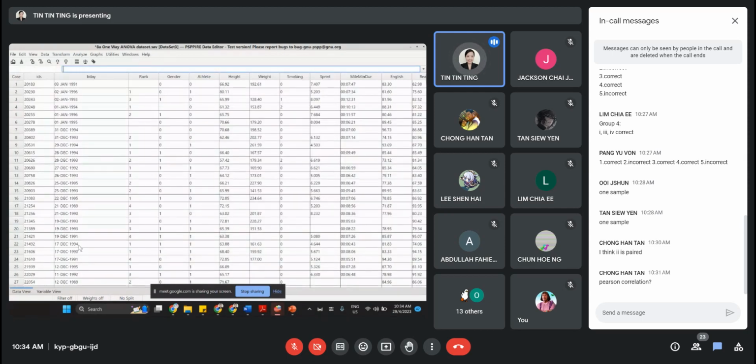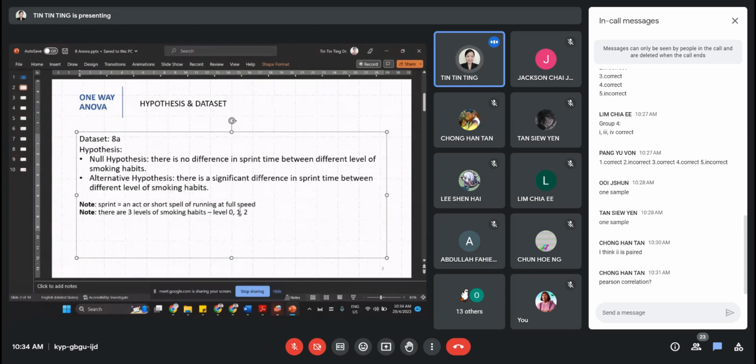For example, look at the smoking. Okay, you have 0, 1, and 2. 3 groups, 3 levels of smoking habit. Therefore, one-way ANOVA is an extension of the t-test. The t-test only tests one group, 2 groups. Then one-way ANOVA, 3 groups and above.